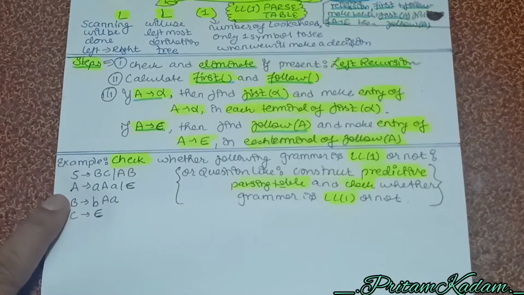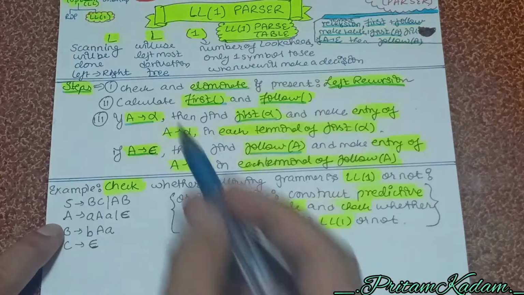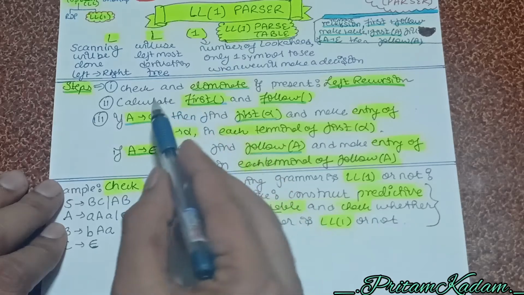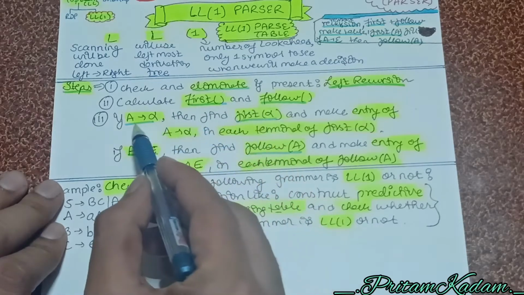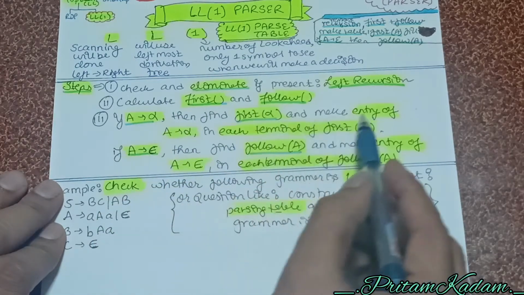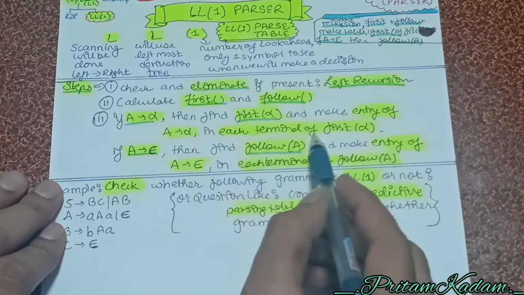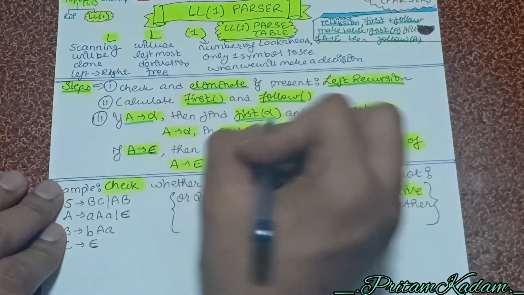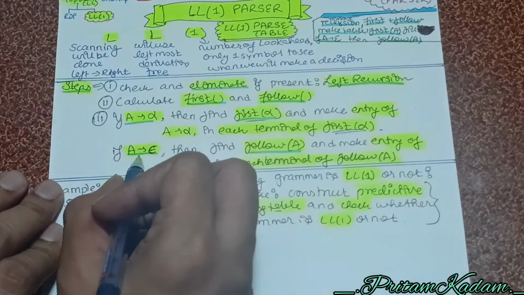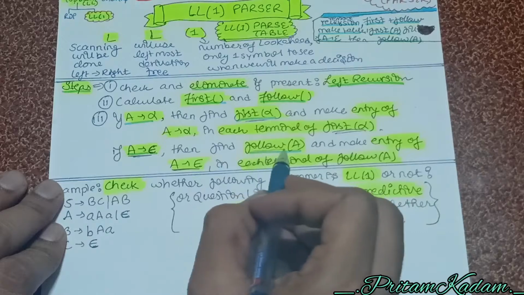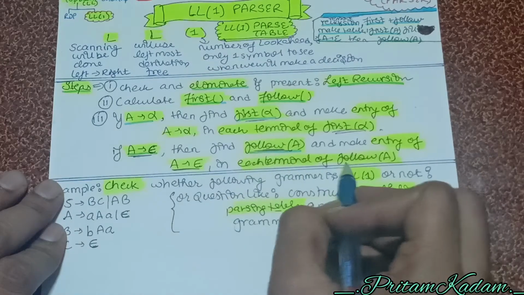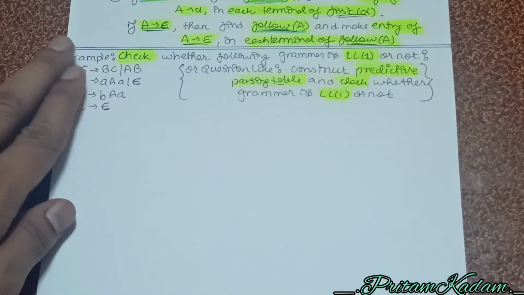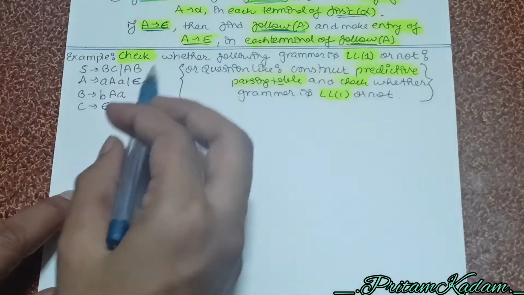So first of all, we will check and eliminate if there are any left recursions. In the grammar, check and eliminate left recursion if present, and then we will calculate the first and follow. Then if A gives alpha, then find first of alpha and make entry of A gives alpha in each terminal of first of alpha in the table. And if it contains the epsilon, then we will write this entry in the follow part of that grammar that gave the epsilon. Okay, let us solve the example now.